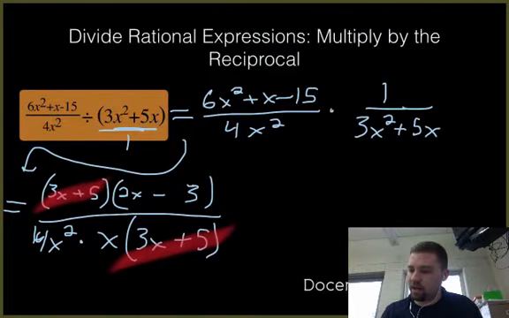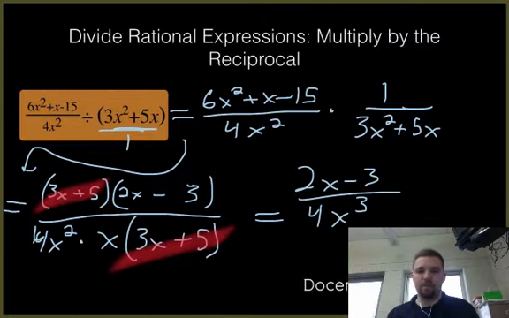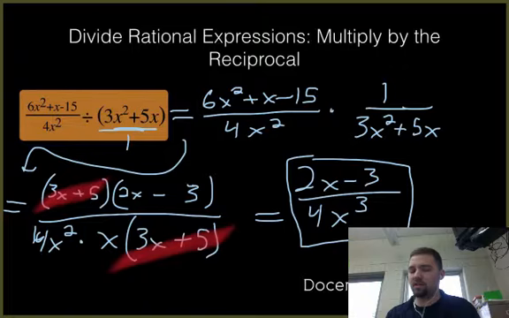And I'll rewrite this. The top I will leave alone, 2x minus 3, divided by the bottom, which is going to be 4x squared times x, 4x cubed. Okay, and that's as simple as I can get it. Remember that 2x minus 3 is being subtracted, so I can't cancel out the 2 and the 4, because on top, those two terms are being subtracted. The 2x and the 3 are not being multiplied.